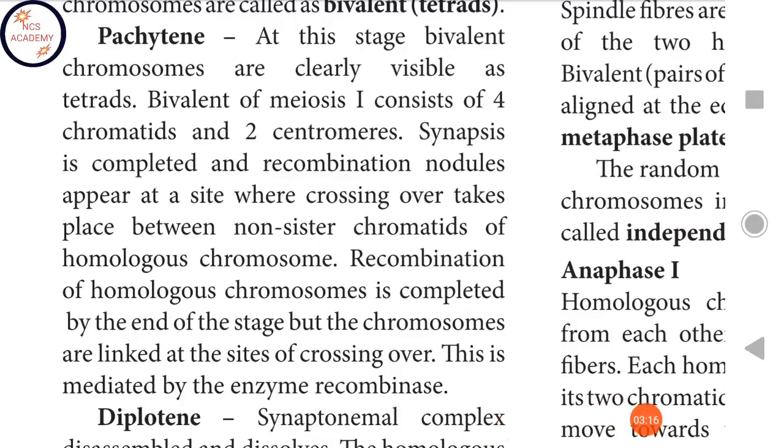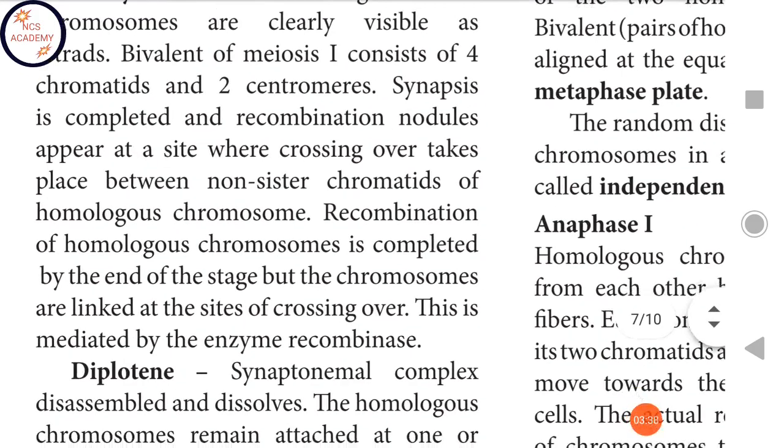What is known as crossing over? Here, in meiosis 1, prophase 1, pachytene stage, synapsis is completed and recombination nodules appear at a site where crossing over takes place between non-sister chromatids of homologous chromosomes. Recombination of homologous chromosomes is completed by the end of the stage, but chromosomes are linked at the site of crossing over. This is mediated by the enzyme recombinase.